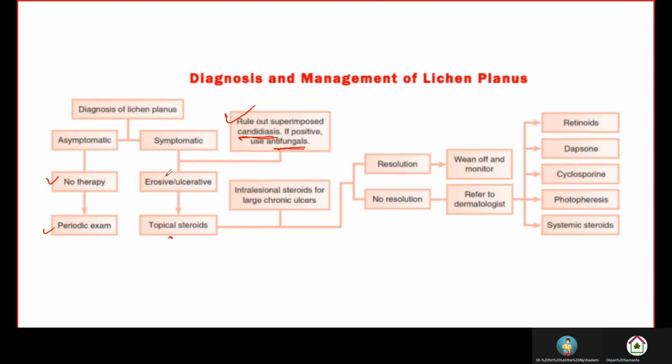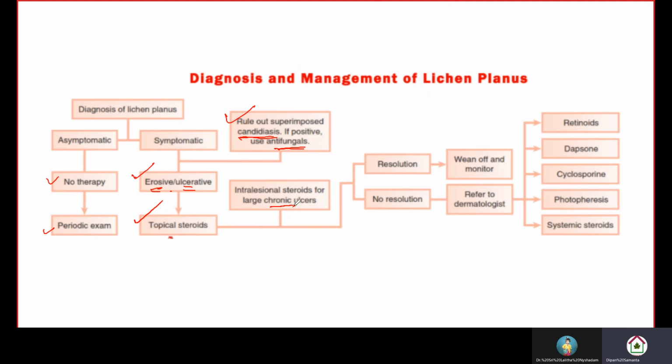then we need to see whether it is erosive or ulcerative lichen planus. So if lichen planus is symptomatic, then it will be erosive or ulcerative. Both have the same meaning, erosive or ulcerative. So if they are erosive or ulcerative, we will go for topical steroids.